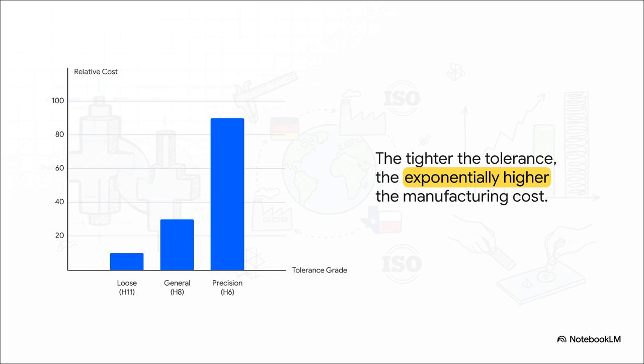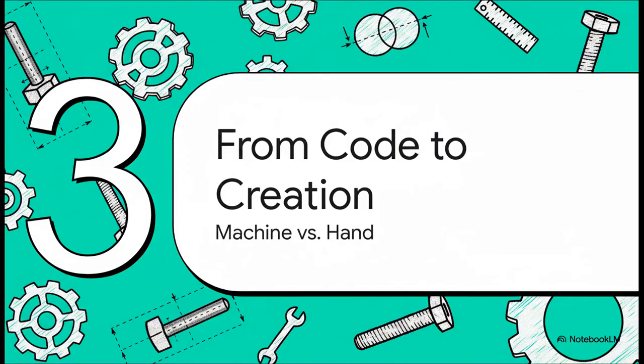This is the central conflict, and the key to great engineering isn't making everything perfect. It's choosing the loosest possible tolerance that still gets the job done right. Okay, let's head down to the workshop floor and see how this all actually comes together. We've talked about the design code, but how are these perfect fits actually made in the real world?